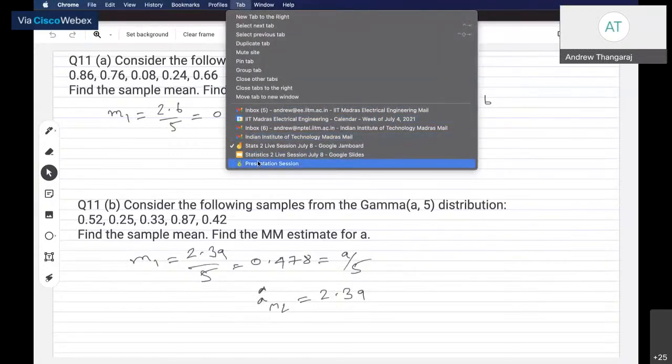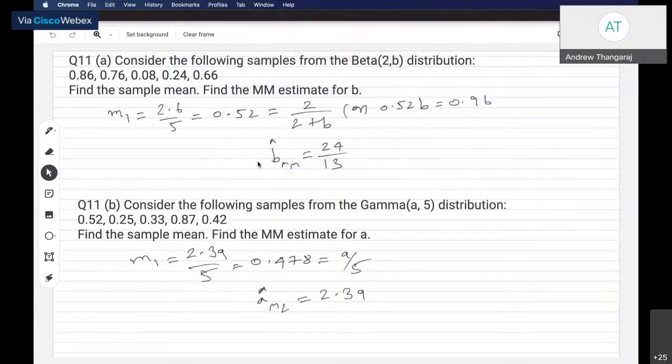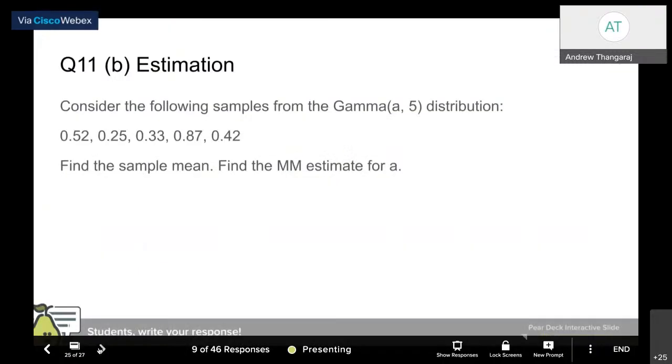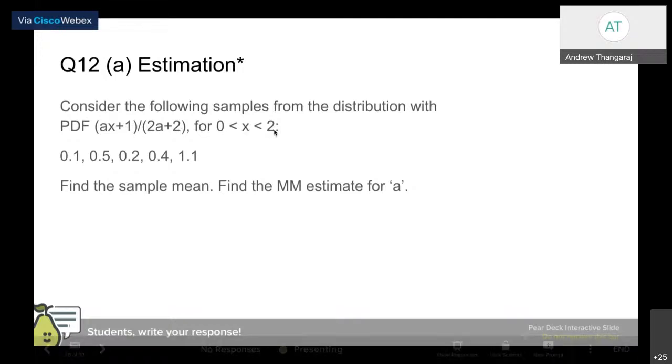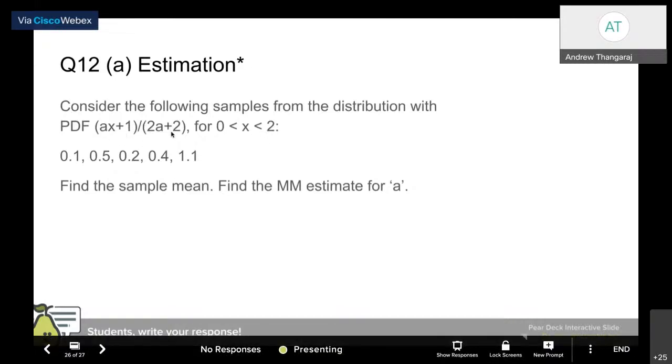Okay, so the last problem is a little bit lengthy and it's a little bit of a challenge question in some sense. It's not that complicated, but you may get a very surprising answer. So I put here a distribution which is slightly unusual. It's a continuous distribution. The PDF is (ax plus 1) by (2a plus 2), and x takes values between 0 and 2.